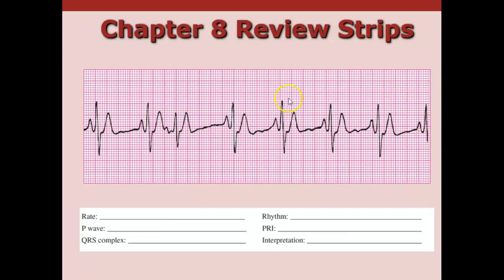So we have a heart rate of 80. Let's look at rhythm. So it looks to be regular, but we do have this one odd beat that's out of place. So we've got a regular rhythm, but we've got this odd beat. We have a P wave that's associated. PR interval is probably 0.12. QRS is 0.08, but we have this premature beat here.